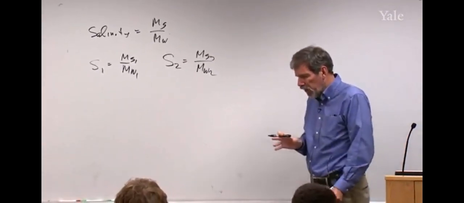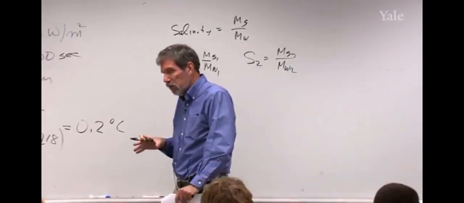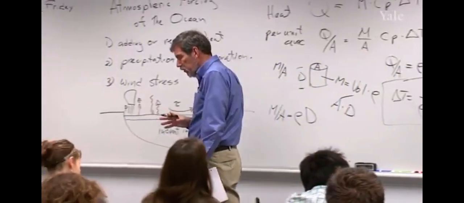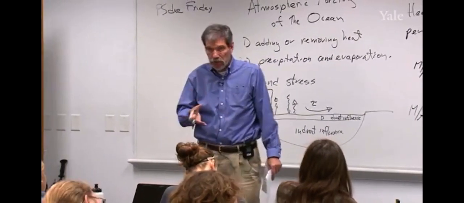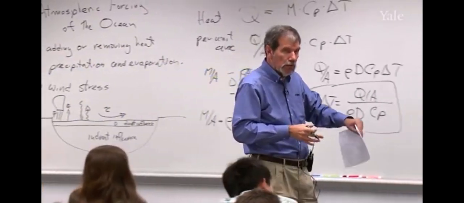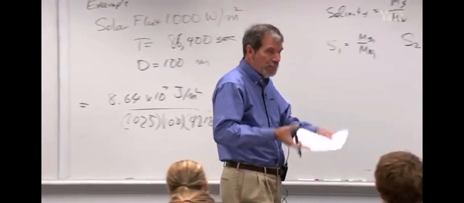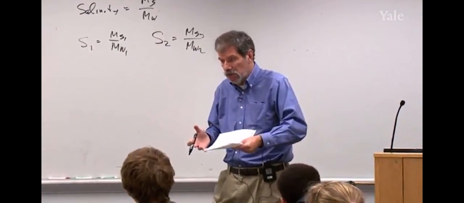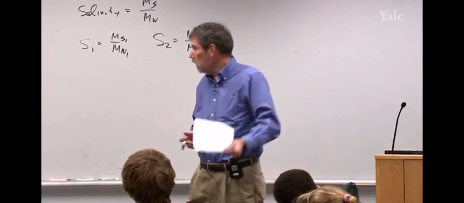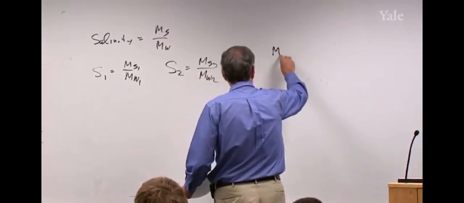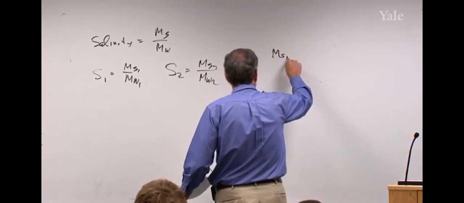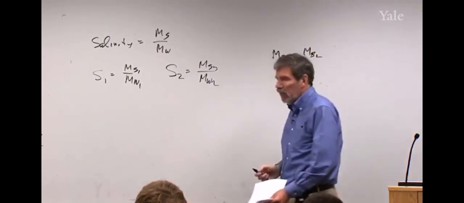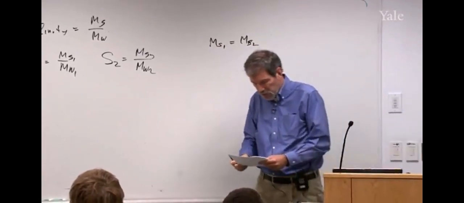But I'm not going to consider cases where I'm adding and removing salt. That doesn't happen very often in the ocean. Instead, I'm going to consider cases where I add and remove fresh water. Either it rains, so I'm adding fresh water, or it evaporates. When it evaporates, it leaves all the salt behind, so you can say that I'm subtracting fresh water. So I'm going to assume that in the changes I'm about to describe, MS1 is equal to MS2. So I'm not changing the mass of salt in the sample, but I'm going to change the mass of water.